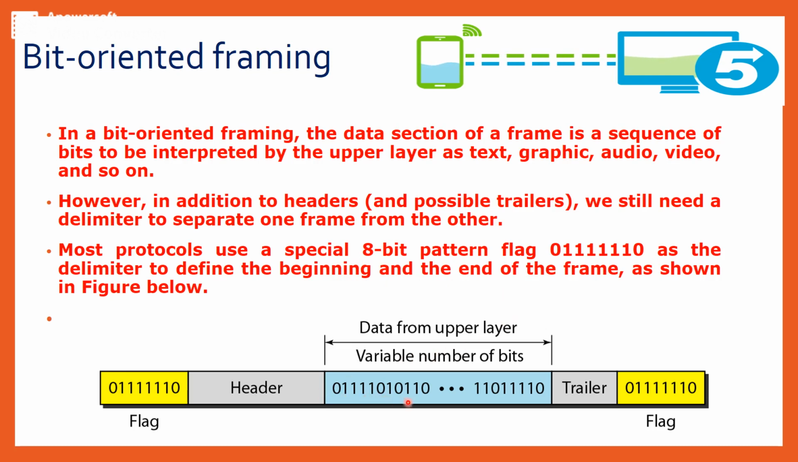Here we can clearly observe this is the actual data from the upper layer. We already added header and trailer information, and we consider the delimiter to identify the beginning and end of the frame, using the flag value with the 8-bit pattern 01111110.